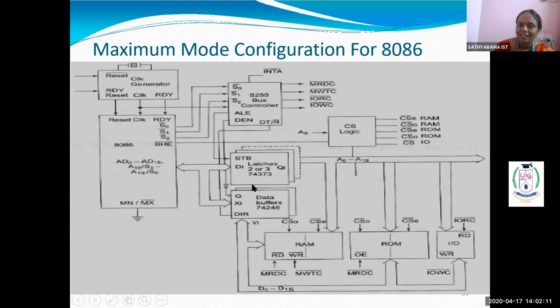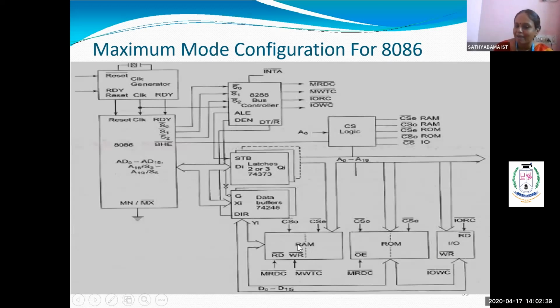Then you have seen 74373. It gets the input from ALE and separates the address as well as data. Okay. So 74245 will receive the data, and then DEN bar and DT/R bar are also given to it. Then it will send the data to all the random access memory, read-only memory, and IO devices. So these two are the memory, and the last one is IO.